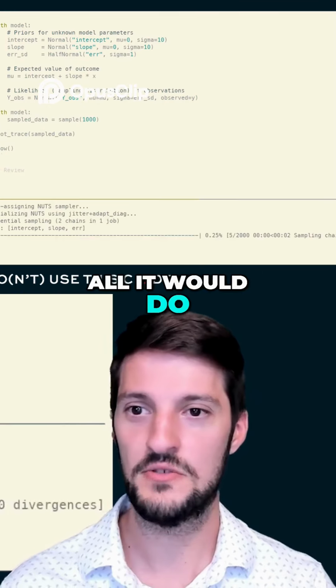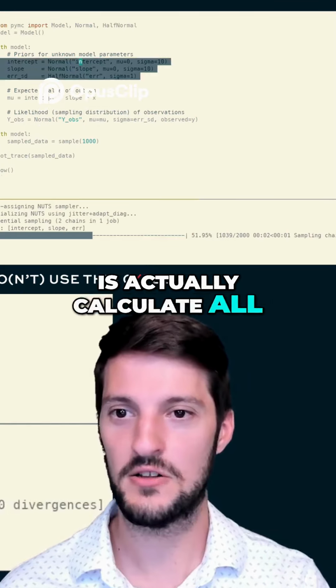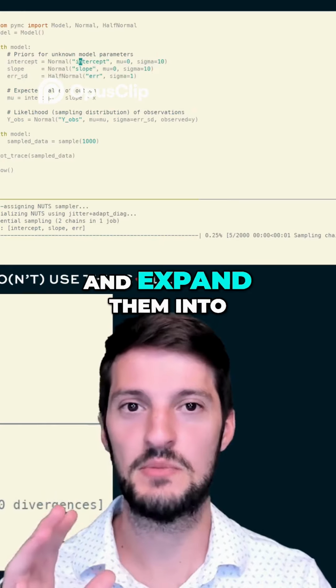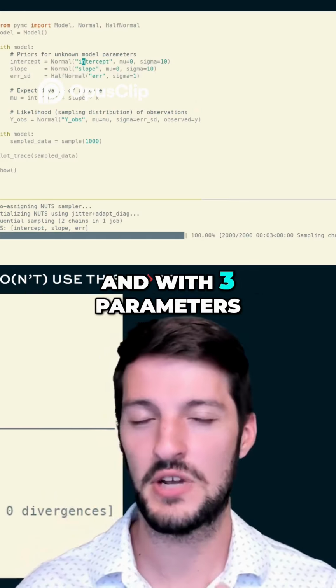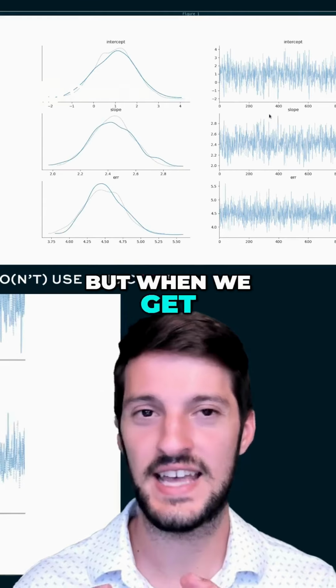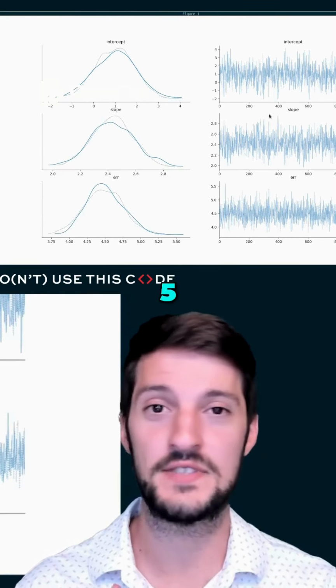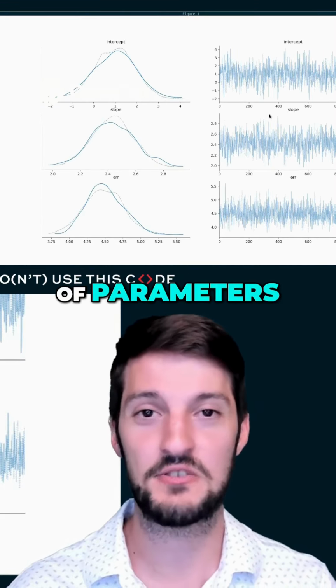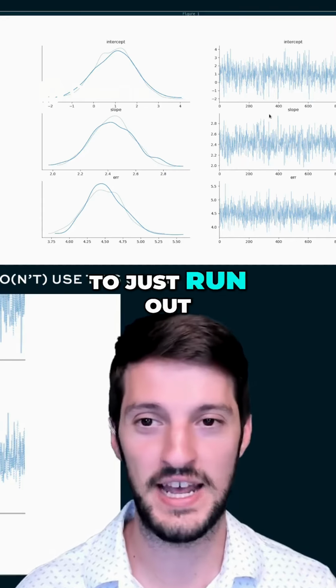In a grid search, all it would do is actually calculate all of these different parameters and expand them into a multi-dimensional space. With 3 parameters, I could do that. But when we get to any reasonable model that has 4, 5, 6, or even hundreds of parameters, it's going to be impossible because we're going to just run out of memory.